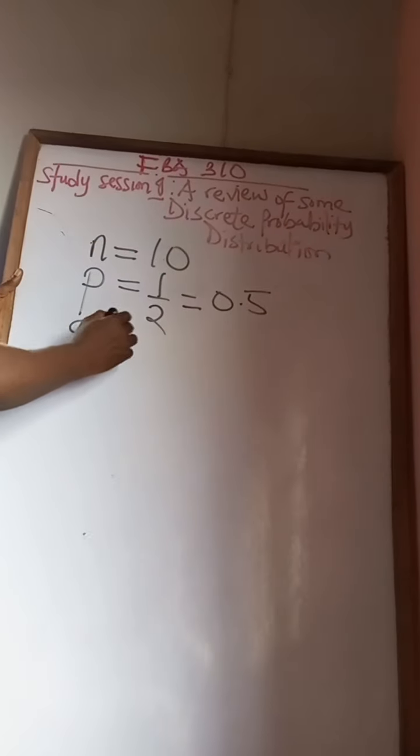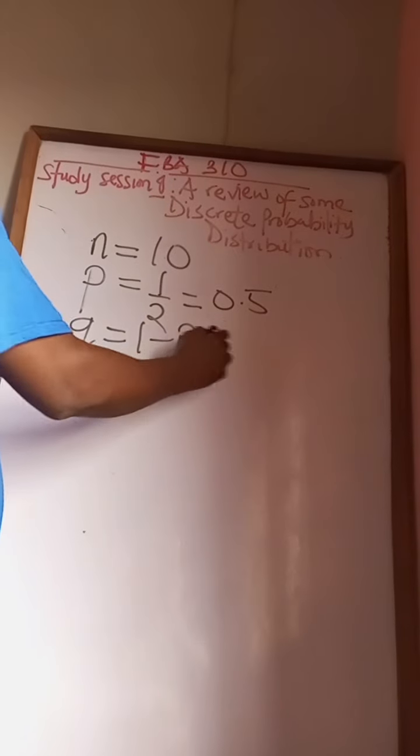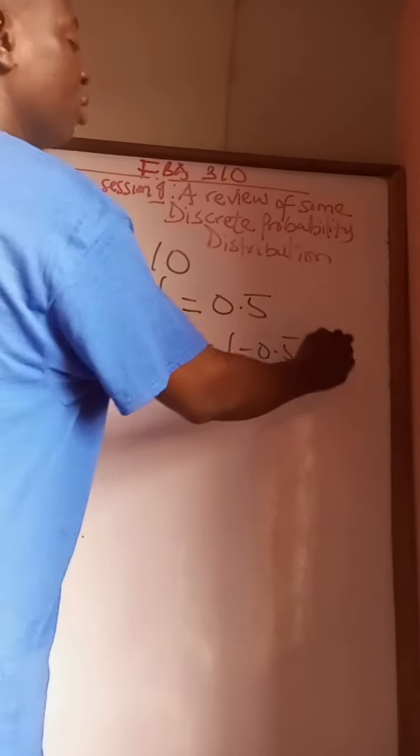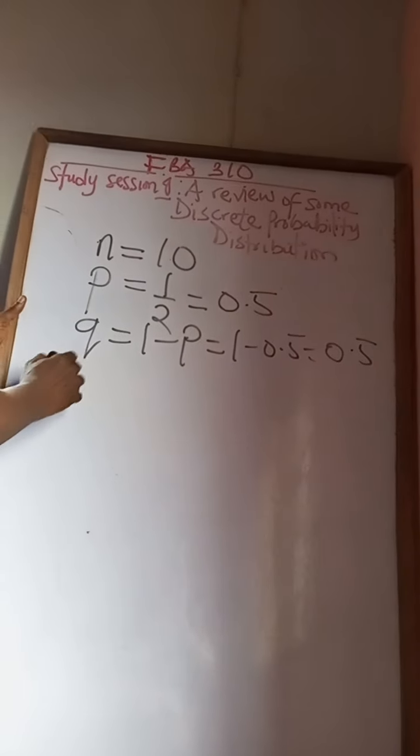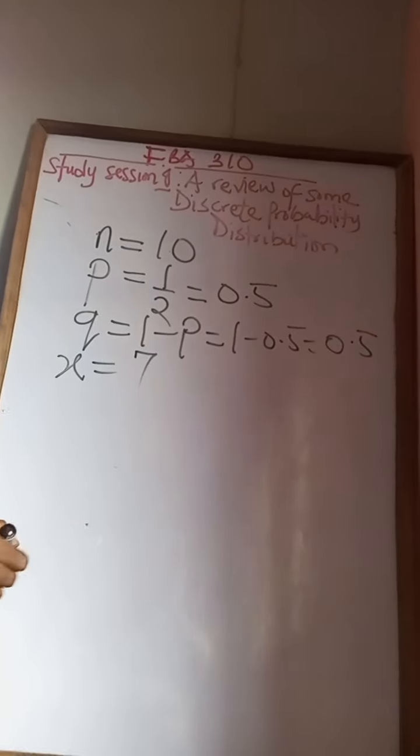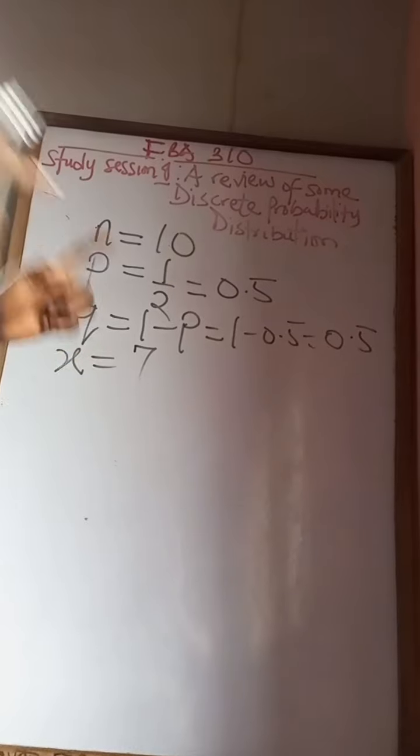We will now find Q. What's our Q? 1 minus P. And that will be 1 minus 0.5. That gives us 0.5. Then they said probability of 7x appearing. So that will be X. X will now be 7. The question they're asking us will be our X.